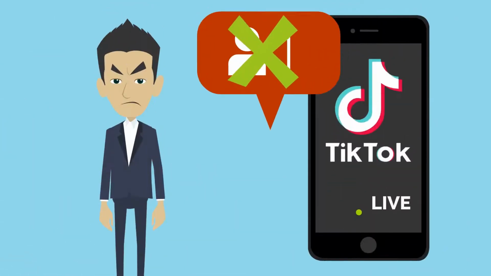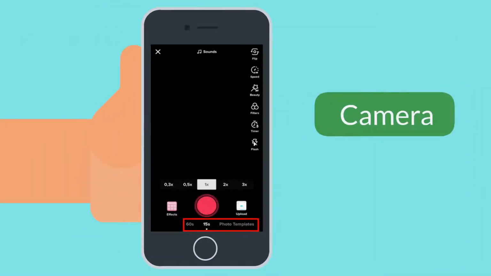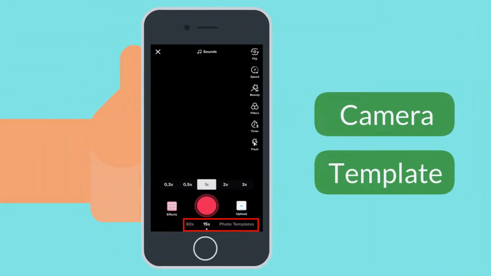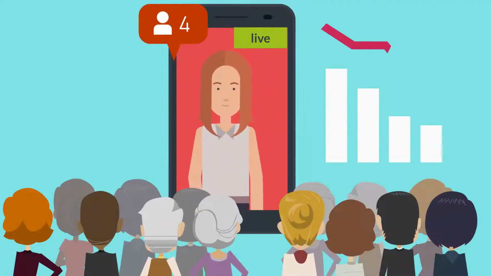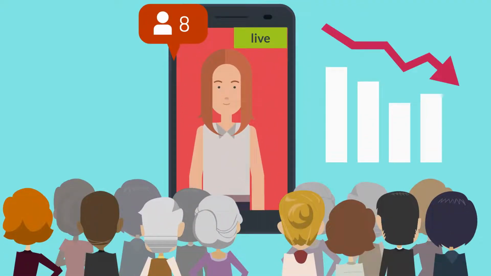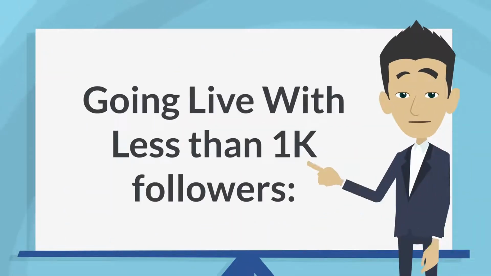Now, if you don't have 1,000 followers, you can't go live. The screen will only show two options, camera and template. But some people have the live option even though they have less than 1,000 followers. Going live with less than 1,000 followers.